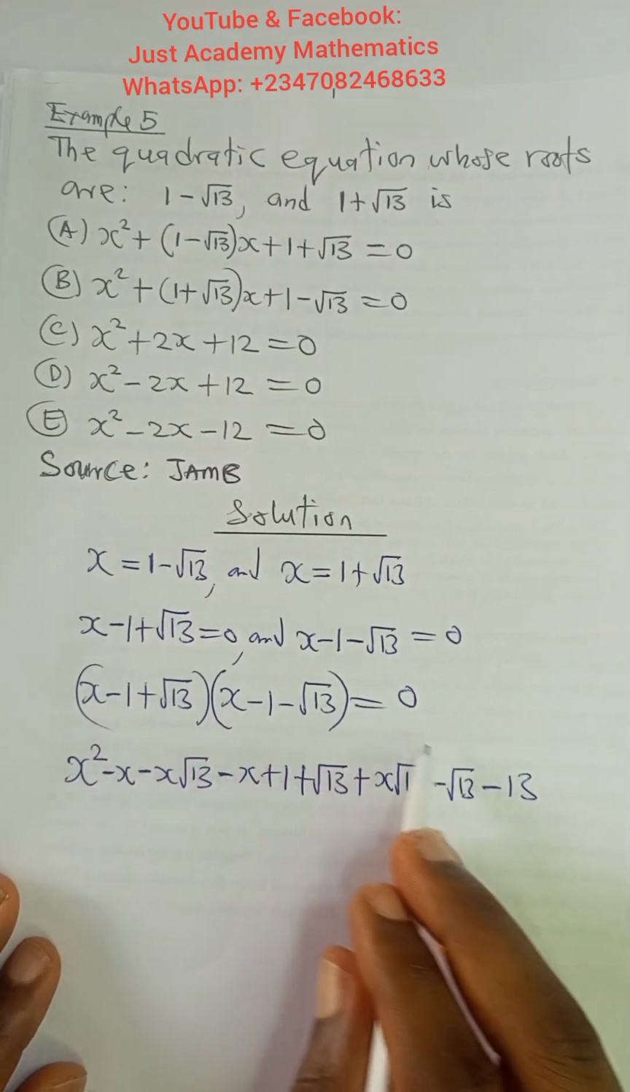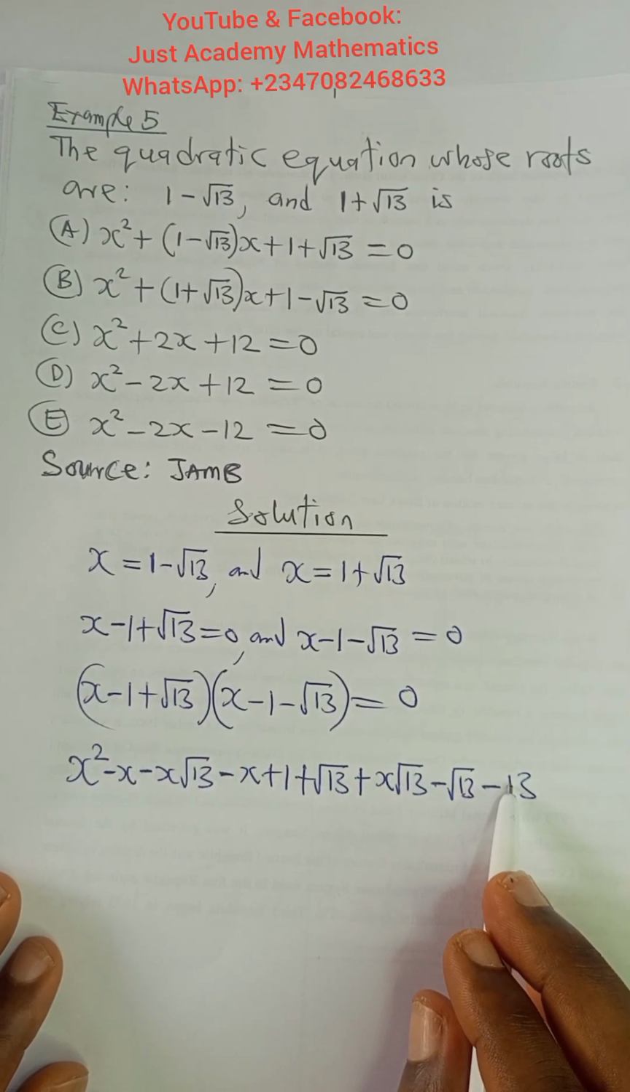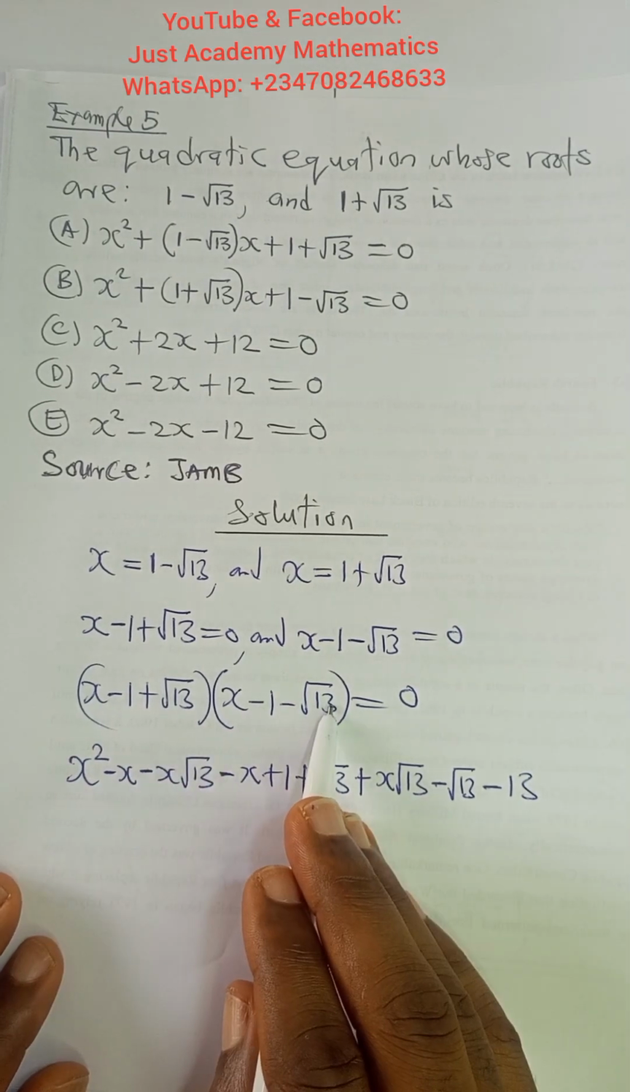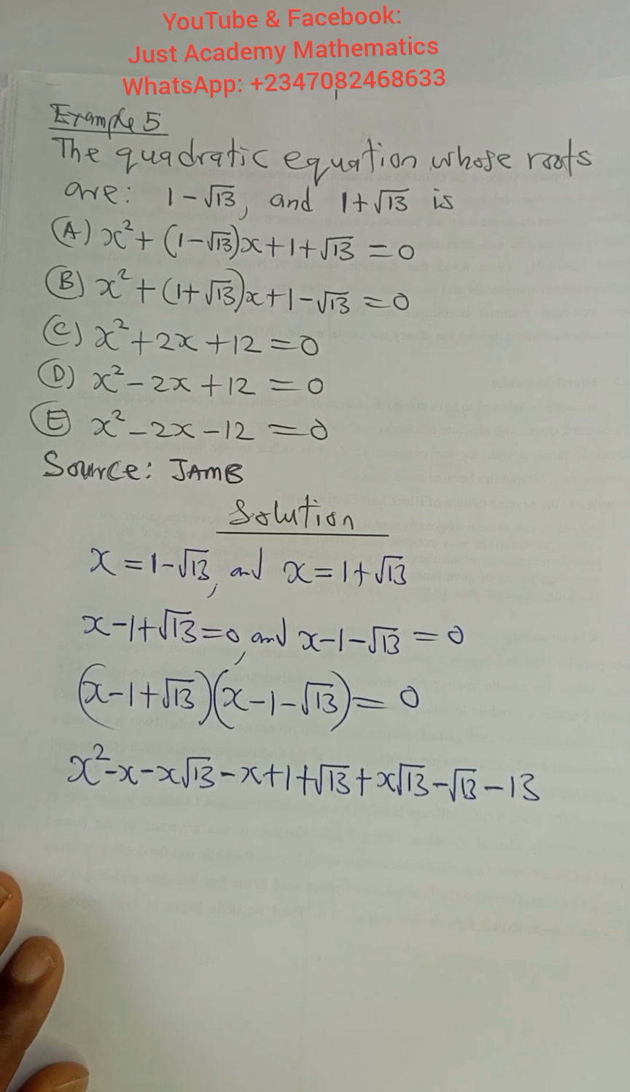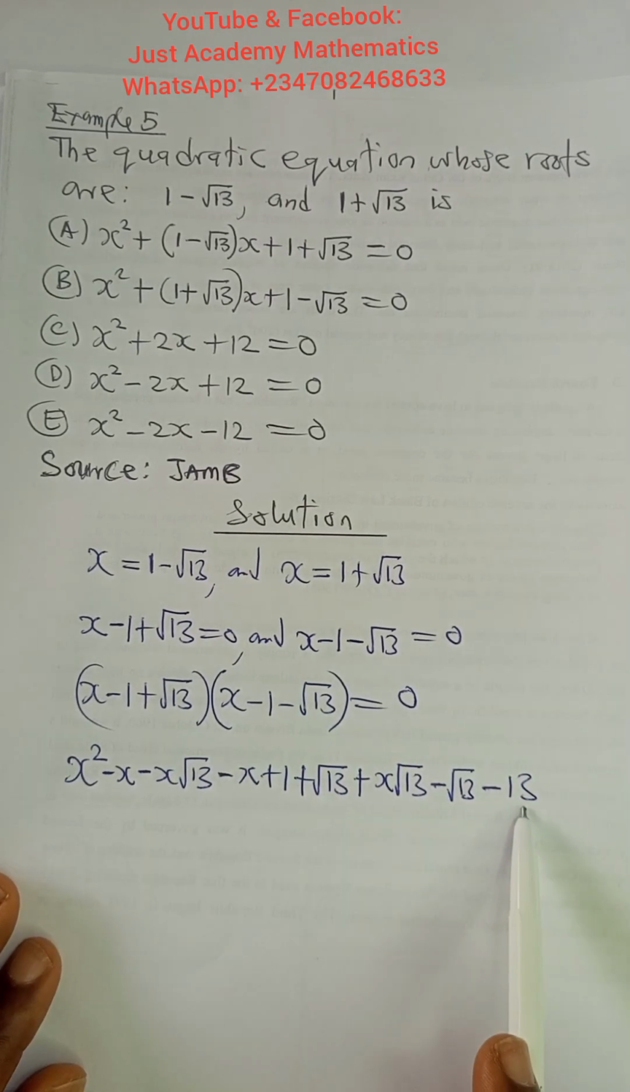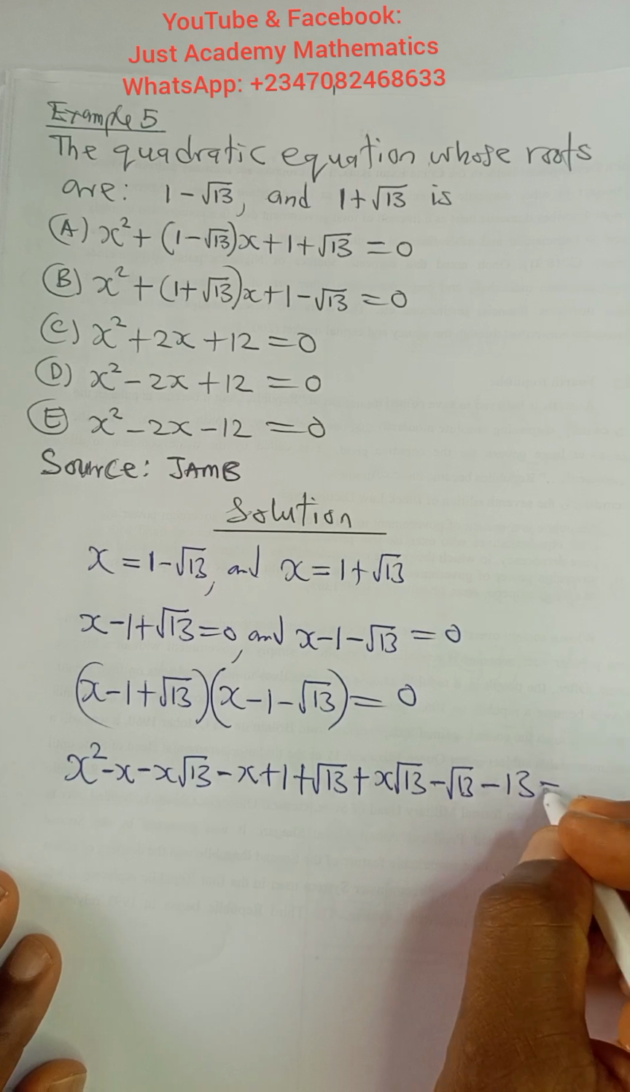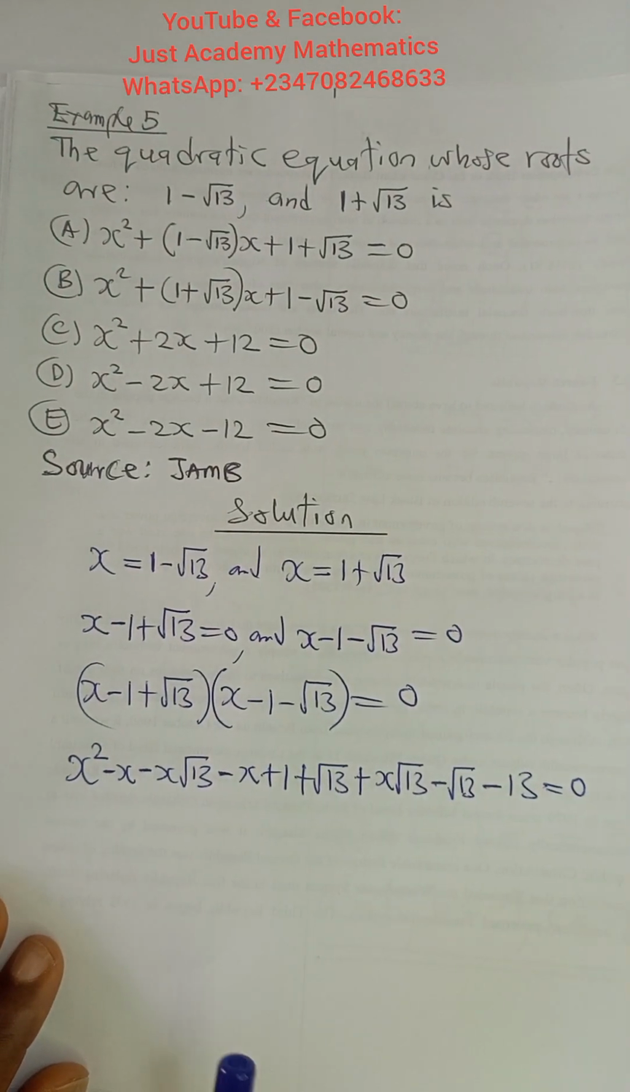Root 13 times root 13 is 13, according to the law of surds. Root 13 times root 13 is the same thing as root of 13 times 13, which is 169. And the square root of 169 will still give you 13, equals to 0. But notice something here.